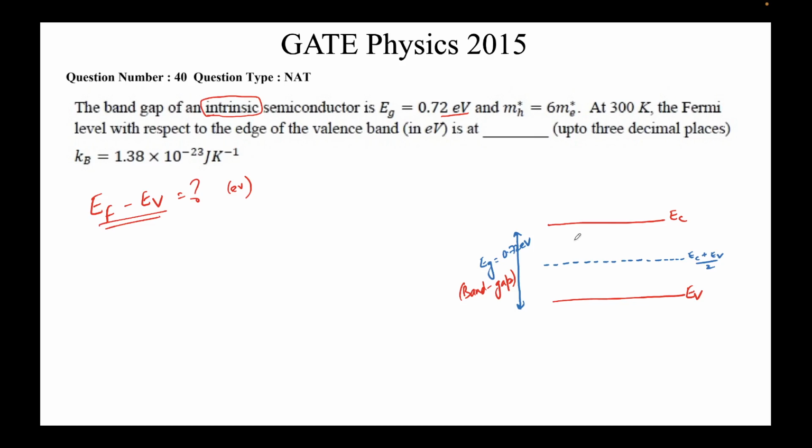Now, usually what we expect is that Fermi level should be exactly midway. So I have drawn this dashed blue line, EC plus EV by 2, to be exact midway. So we expect that this should be exact midway. But is it midway? We'll have to evaluate some expressions, and we'll see whether the EF coincides with this midpoint line or not. So let's go ahead.